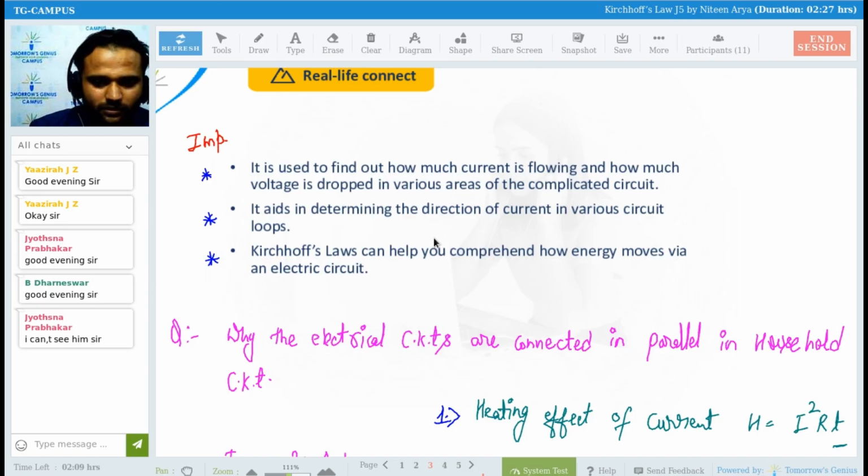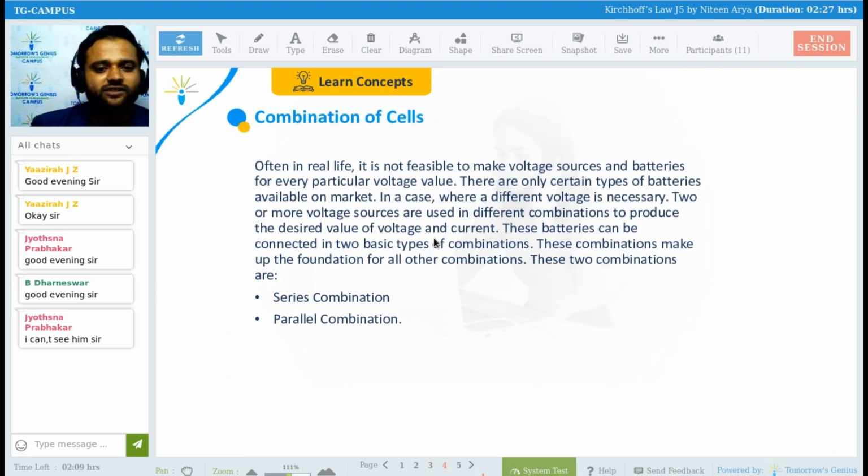Okay, so moving ahead, this is the combination of cells. Again, there are two types of combination: series combination and parallel combination. So let's read what is written, even if it is not that important. Often in real life, it is not feasible to make voltage sources and batteries for a very particular voltage value. What happens in real life? We connect small cells to make a big battery.